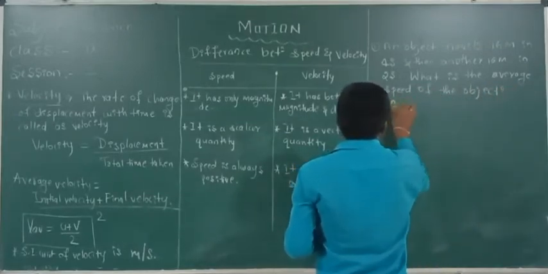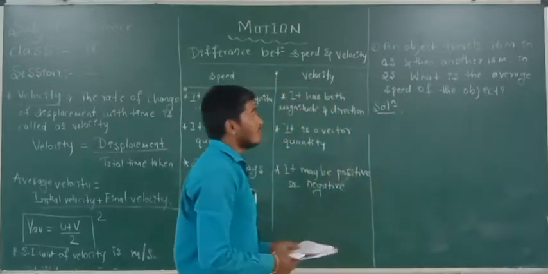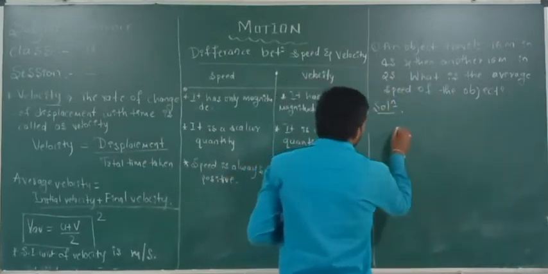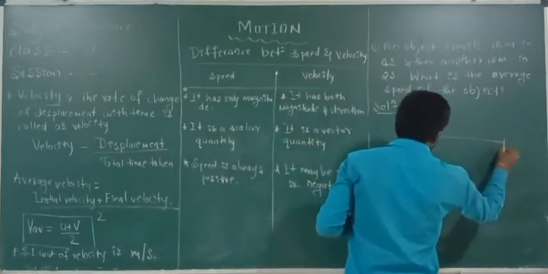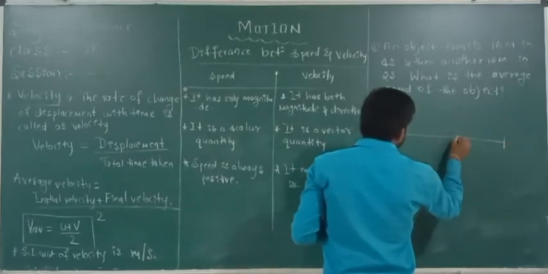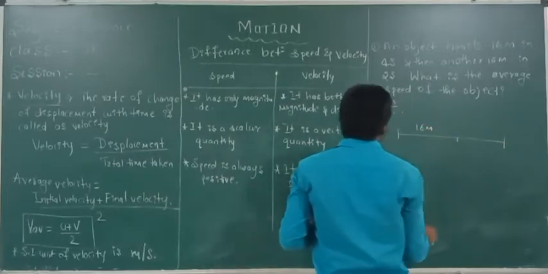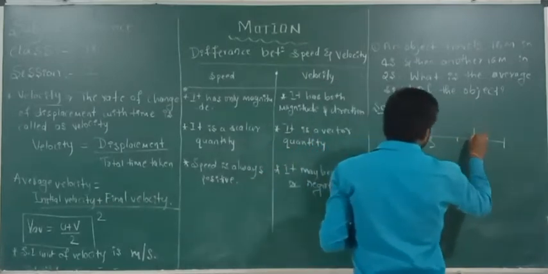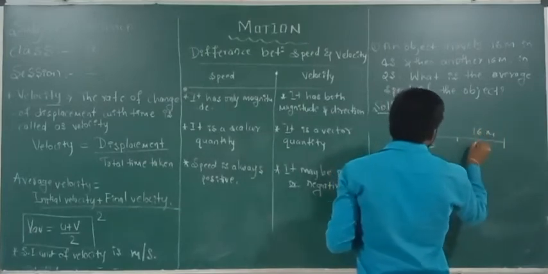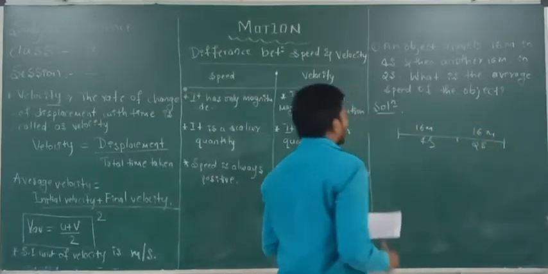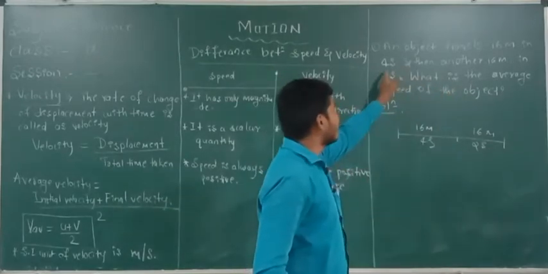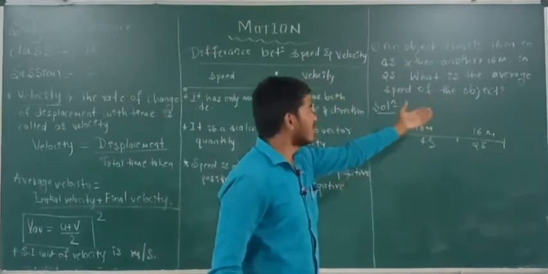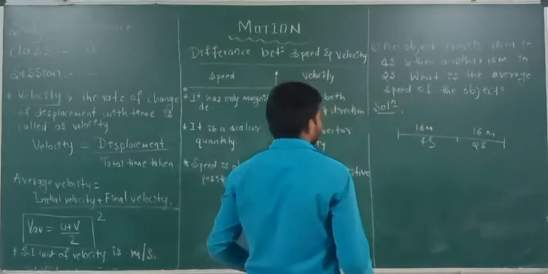Solution. Once again, you have to read the problem clearly. An object travels 16 meter in 4 seconds and then another 16 meter in 2 seconds. What are they asking? What is the average speed of the object?